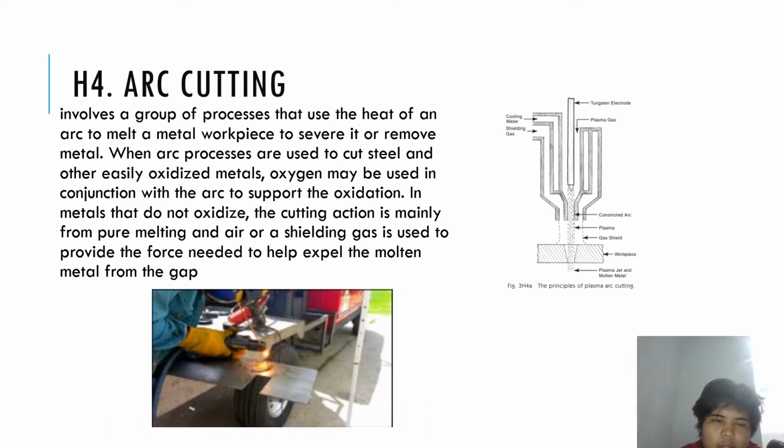And arc cutting. Arc cutting involves a group of processes that use the heat of an arc to melt metal pieces, and severing is removed. When arc processes are used to cut steel and other easily oxidized metal, oxygen may be used in conjunction with the arc to support the oxidation. If you can see here, the tungsten is the cathode or anode, and cooling water of course is used as well because it's going to be superheated, and the shielding gas is used as well so it doesn't explode.